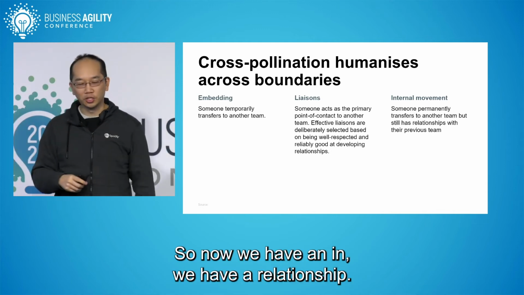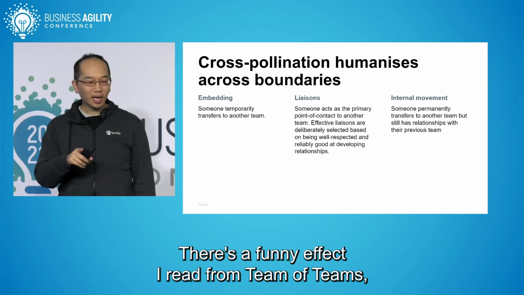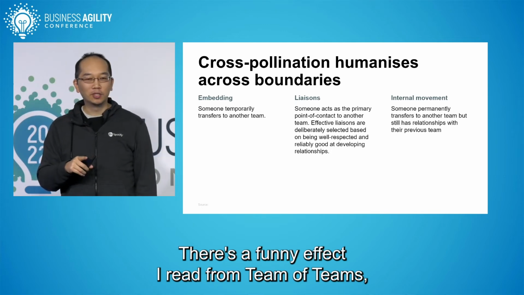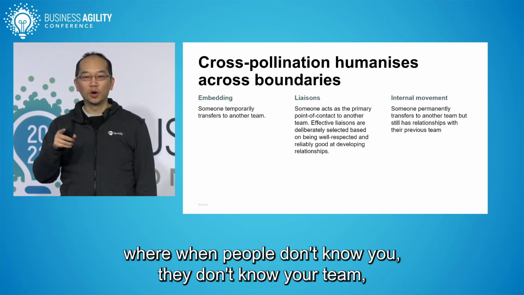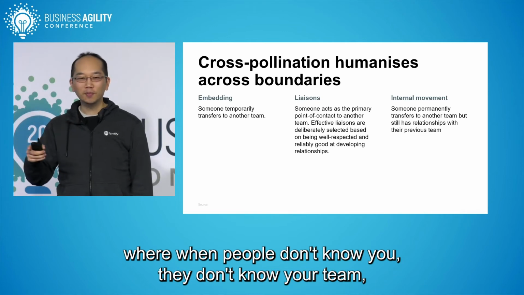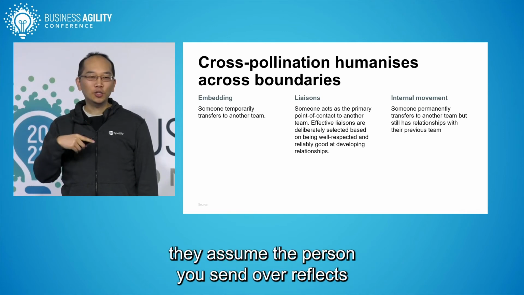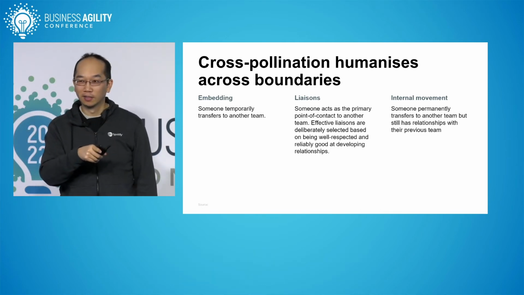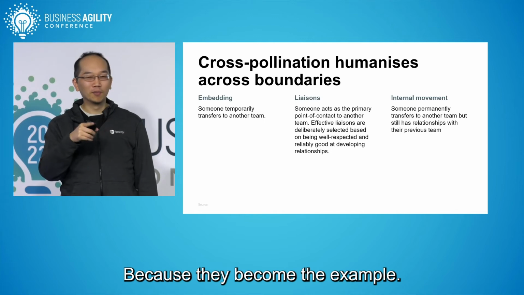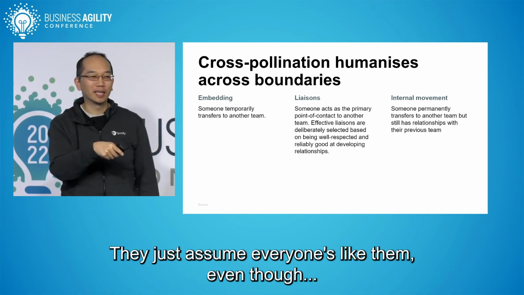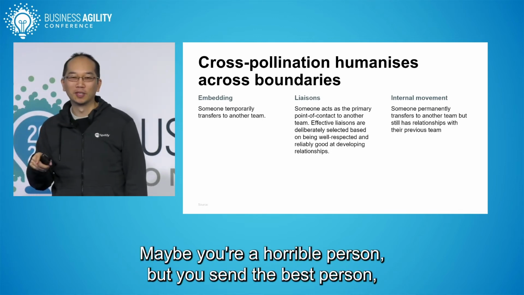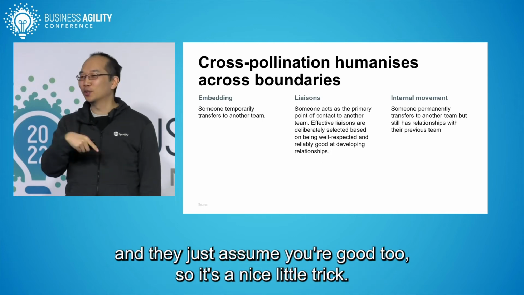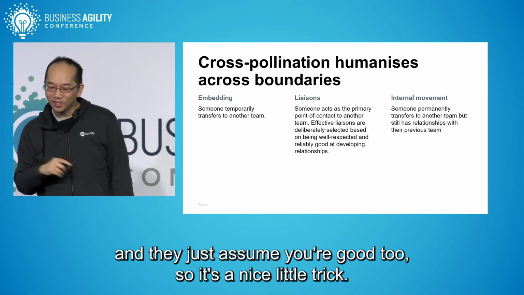We have a relationship. There's a funny effect I read about in Team of Teams: when people don't know you or your team, whoever you send over, they assume the person you send reflects everyone else on your team. So you make sure you send the best person over, right? Because they become the example. They just assume everyone's like them, even though maybe you're a horrible person, but you send the best person and they just assume you're good too. So it's a nice little trick.